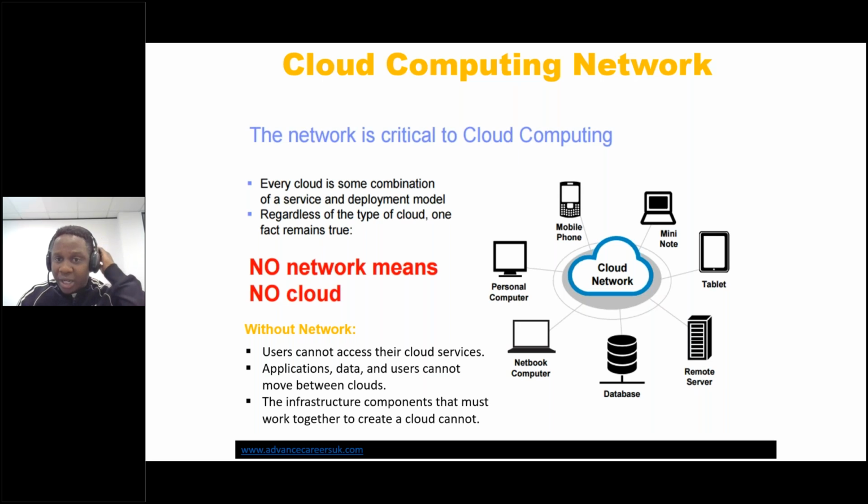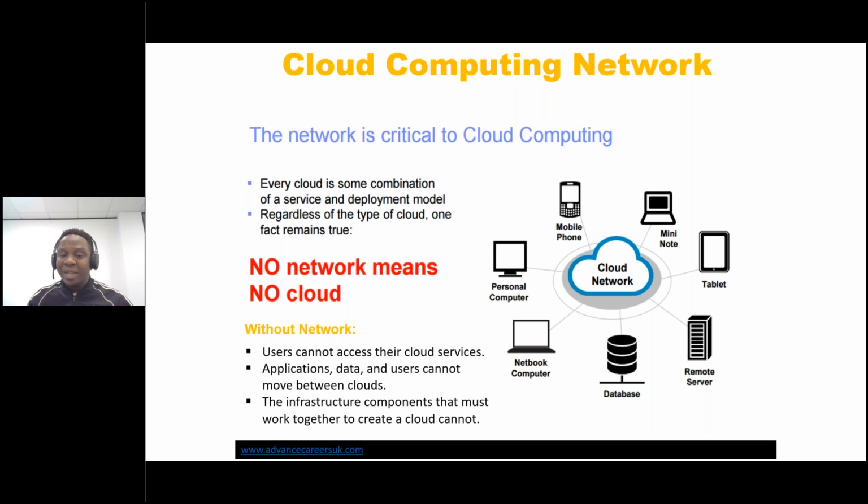So how does the cloud computing network look like? So you have your cloud network. You have things like the mobile phone connected to the cloud, your PC, your tablet, your remote server, your data server, your netbook computer, and also your personal computer. So every cloud is some combination of a service and deployment model. Regardless of the type of cloud, one fact remains true. No network means no cloud.